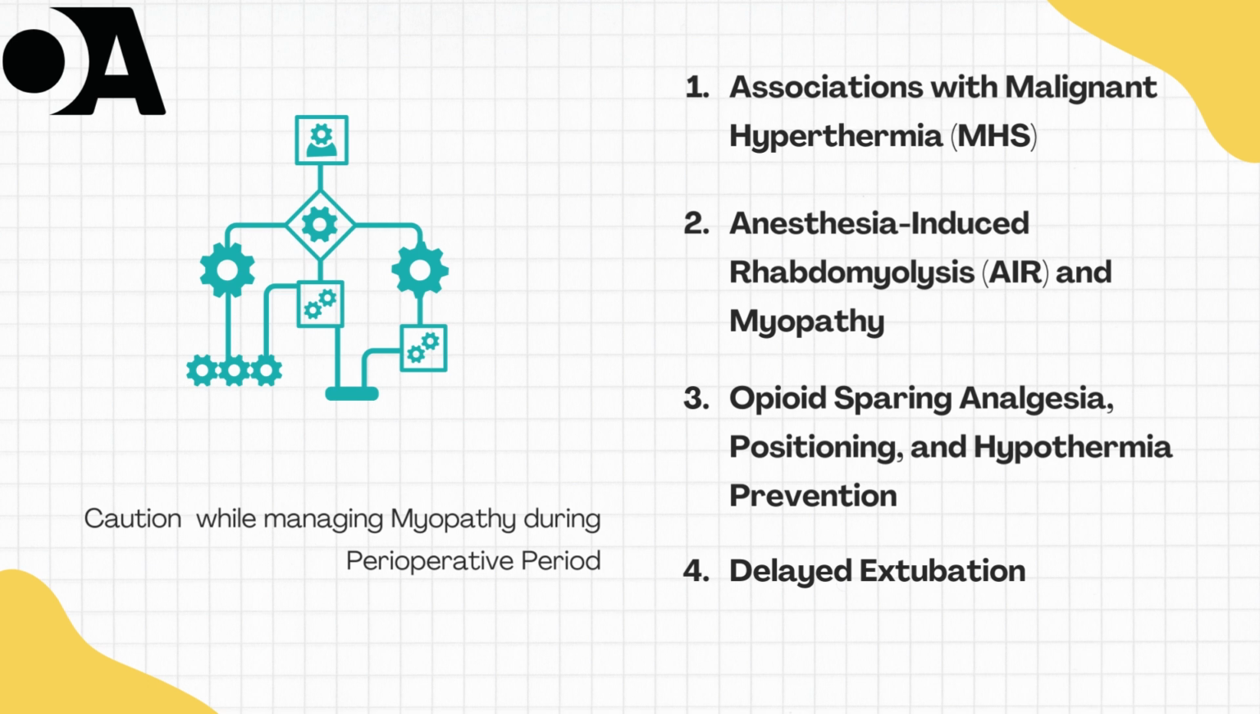When it comes to positioning during surgery, think of it as an art form. Careful placement to avoid pressure points and injuries is crucial. And remember, patients with myopathy are more susceptible to hypothermia. We use active warming and monitoring to keep them cozy. Wrapping it up, post-surgery is a critical phase. For some children, especially those with respiratory issues, extubation might be delayed. It's like playing it safe to ensure a smoother post-op journey.